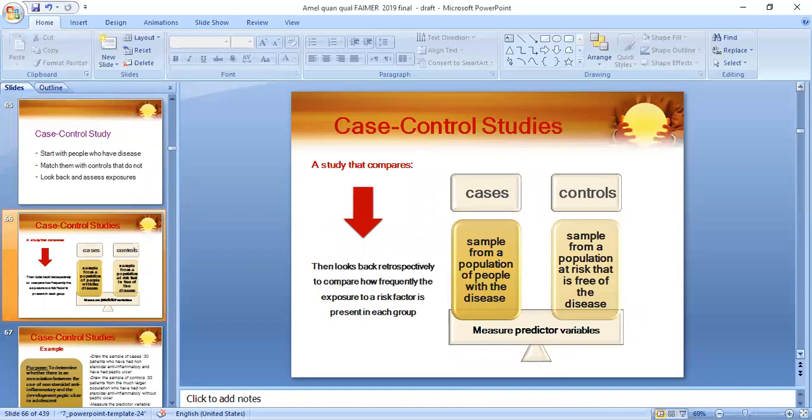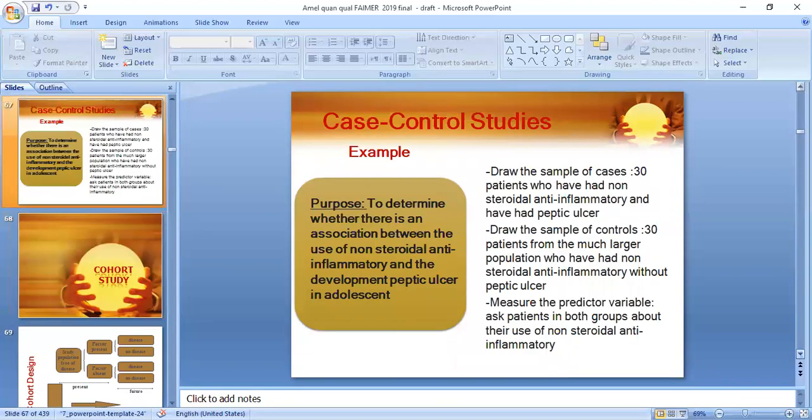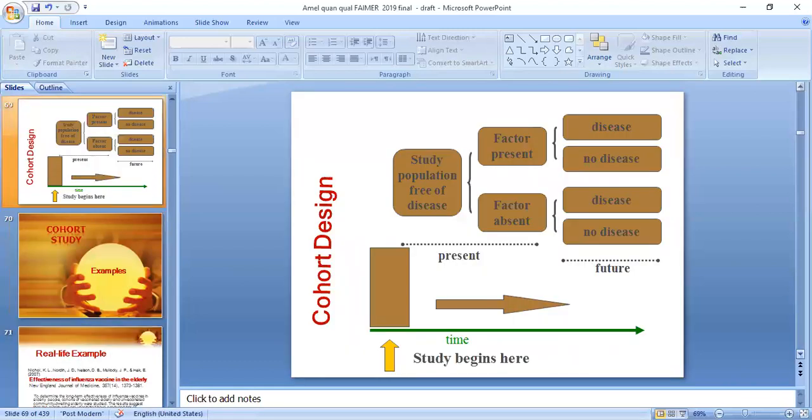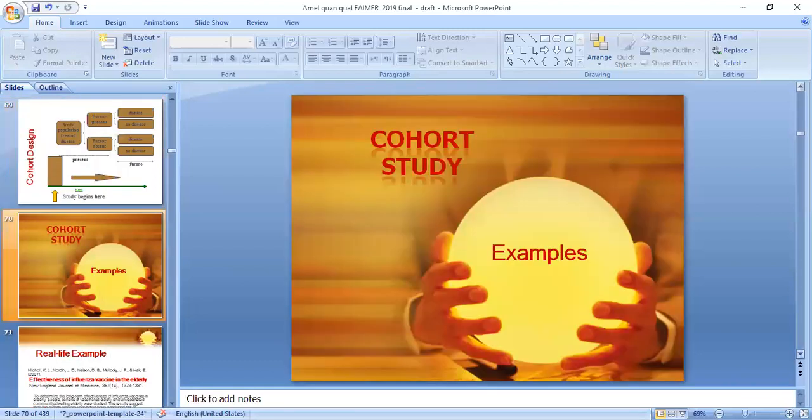We start with the exposure and then revise what happened to the patient and then go back to ask yourself, did the exposure that they have affect their health or not? We have also the cohort study. The cohort study started with 2 exposures.